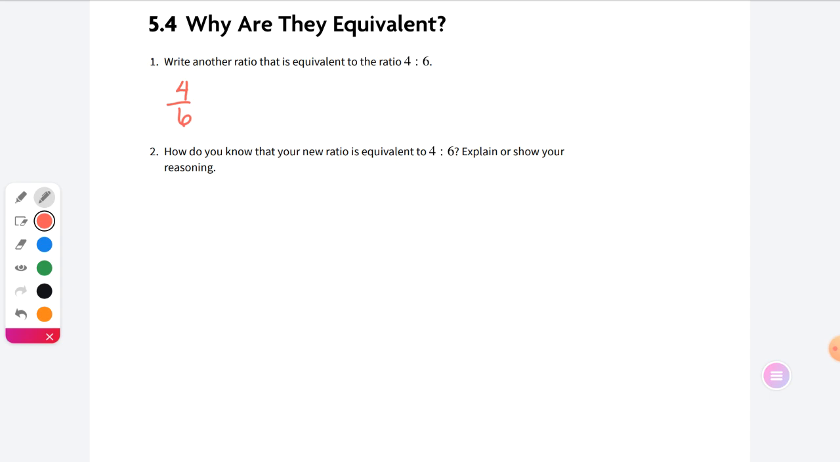Lexi, give me one ratio that's equivalent. 8 to 12. So she built it up. She did times 2, times 2. Who went the other way? Colton, what did you do?